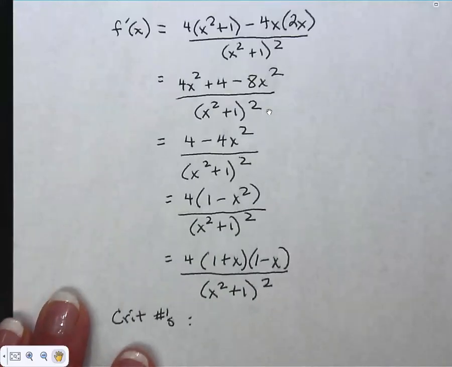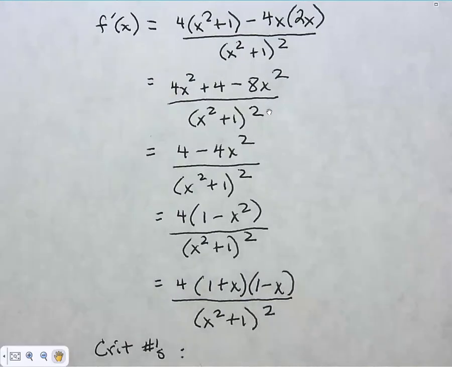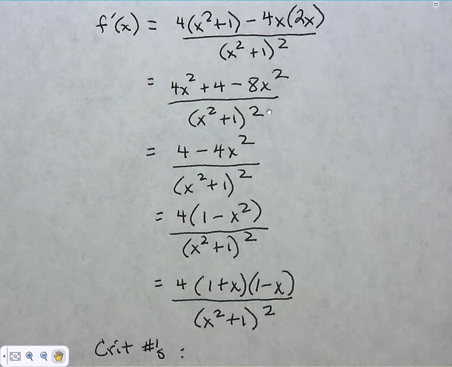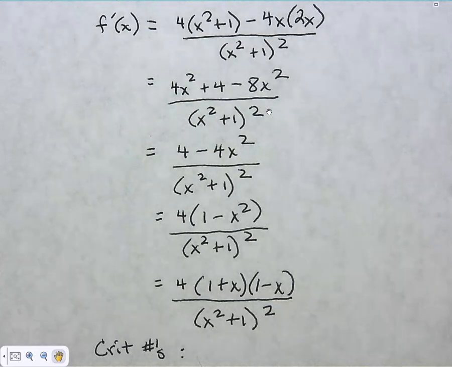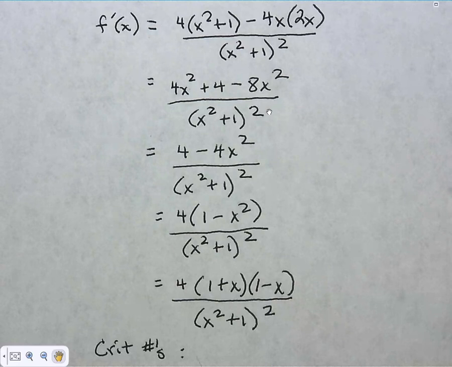Is that what you got for the derivative, factored as completely as possible? You can kind of see why it's always been a goal of ours to write the derivative as factored as completely as possible. It's easy to look at it in that form and find the critical numbers. What are they?